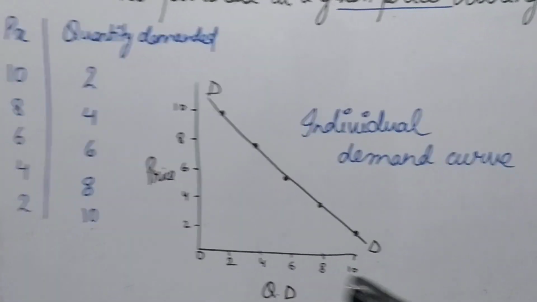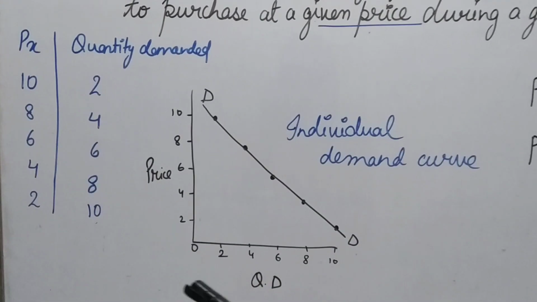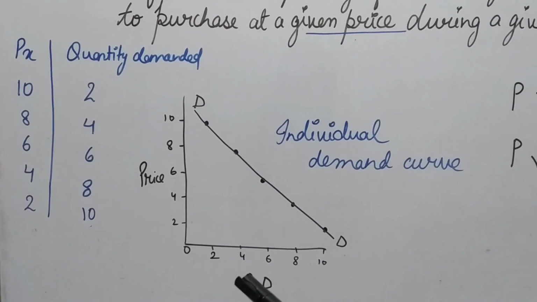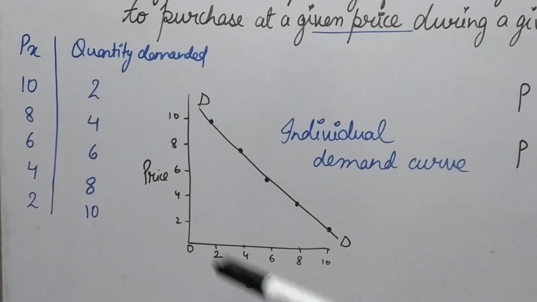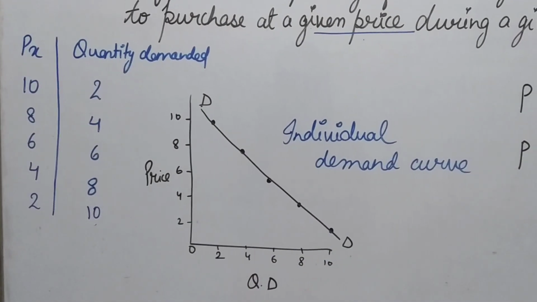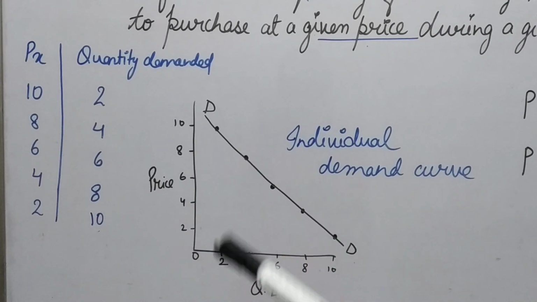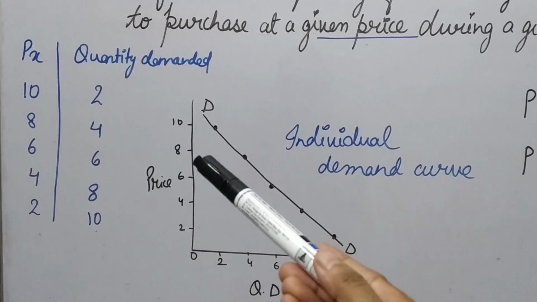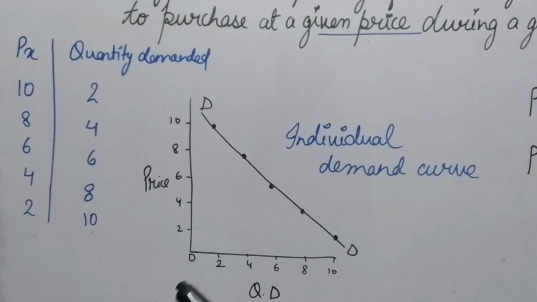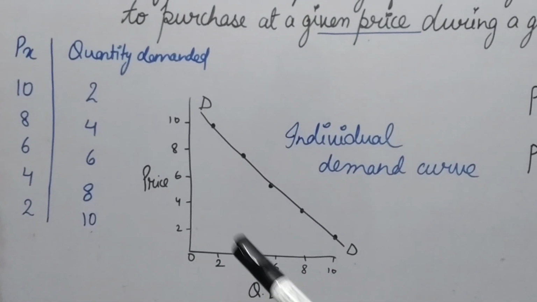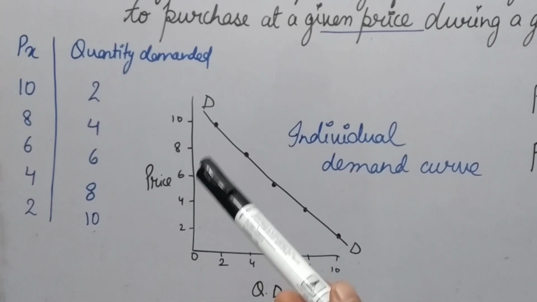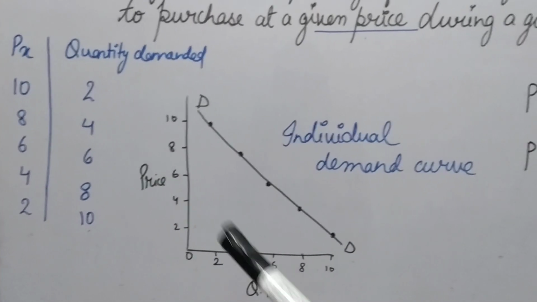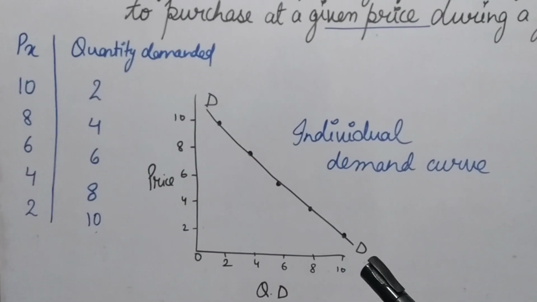So we show the same thing in the diagram. On the x-axis we have written quantity demanded, that is, the quantity he has purchased: 2, 4, 6, 8, 10, and on the y-axis we are taking price. When the price was 10, he was consuming 2 units of the commodity. When the price reduced from 10 to 8, he increased his consumption from 2 to 4 units. Similarly, when the price reduces from 8 to 6, his consumption increases from 4 to 6. As the price decreases more, he increases the consumption.